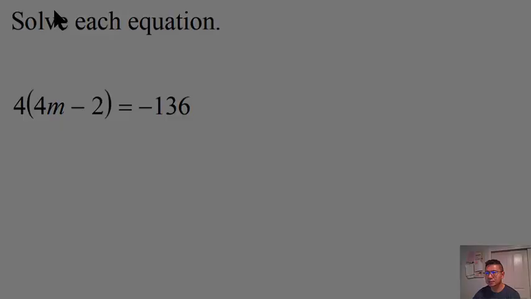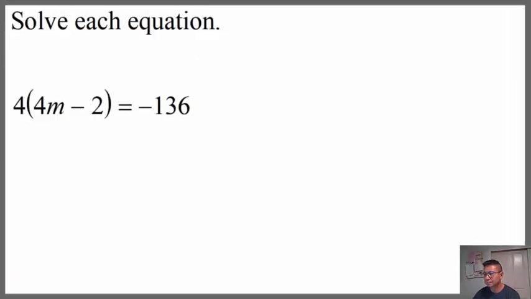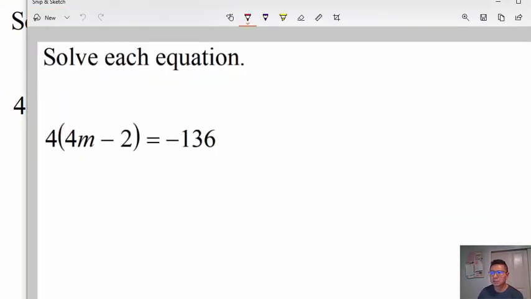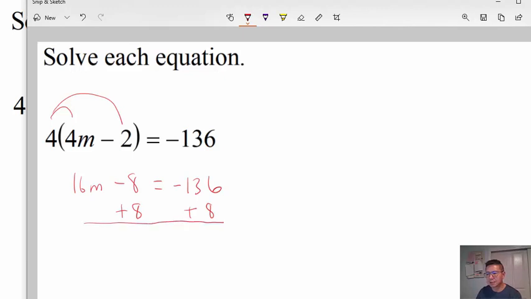Okay, we're going to solve this. So we simplify first. That means we look at each side separately. This will be 16m minus 8 is equal to negative 136. At the 8, remember we have to do the addition before we do the multiplication. So we add the 8. 16m is equal to negative 128. And then we're going to be multiplying by the reciprocal 1 over 16.